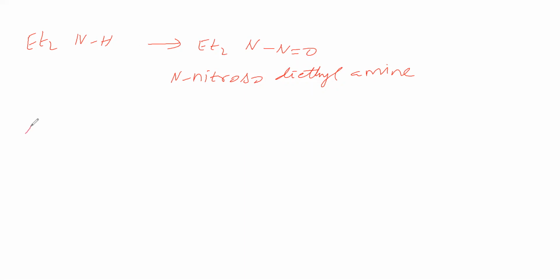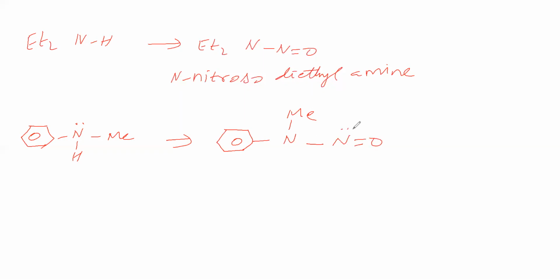Now we will take an aromatic secondary amine. HNO2 is added to this. So what compound we will get, we will see. Now this phenyl ring, this N, this methyl group, and a nitroso group, we will get.